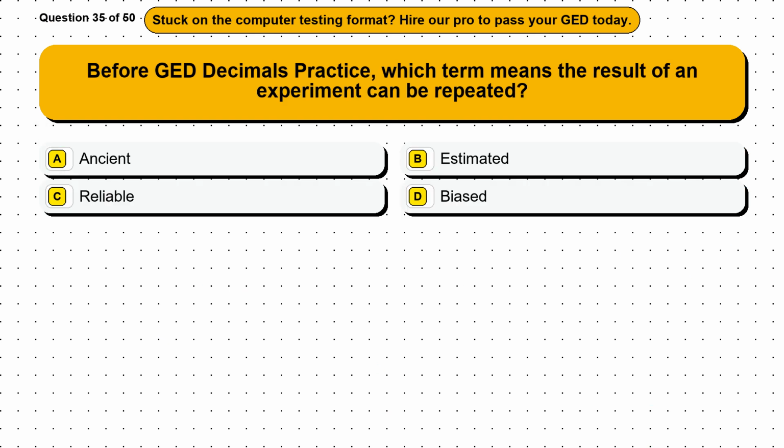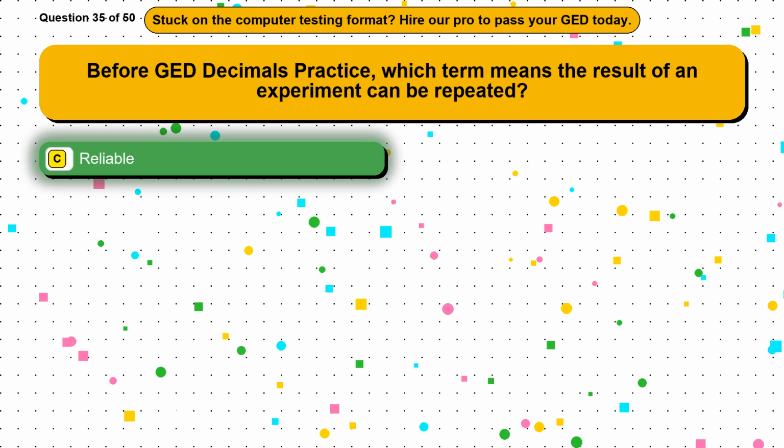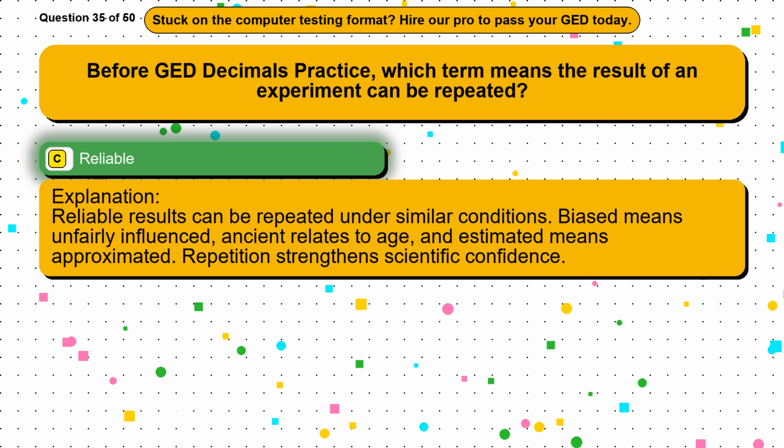Question 35. Before GED Decimals Practice, which term means the result of an experiment can be repeated? Option A ancient. Option B estimated. Option C reliable. Option D biased. The correct answer is option C. Reliable. Reliable results can be repeated under similar conditions. Biased means unfairly influenced, ancient relates to age, and estimated means approximated. Repetition strengthens scientific confidence.